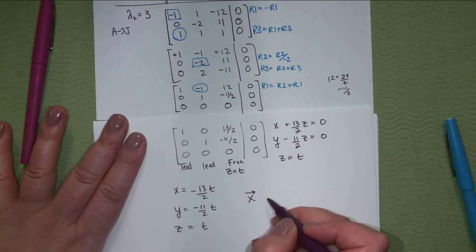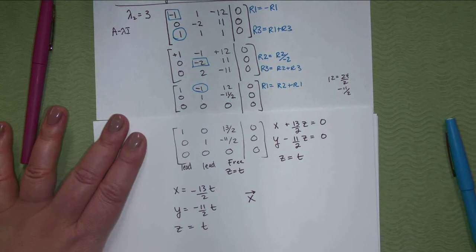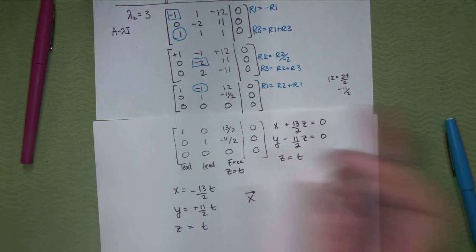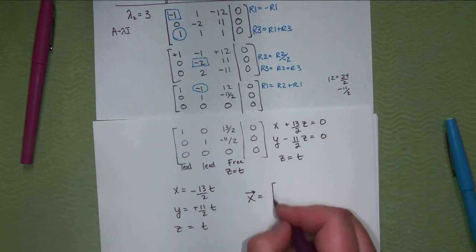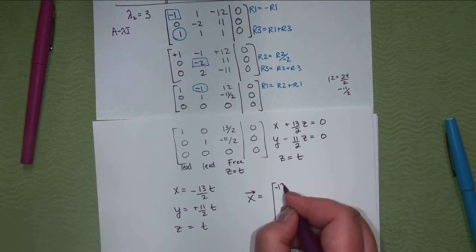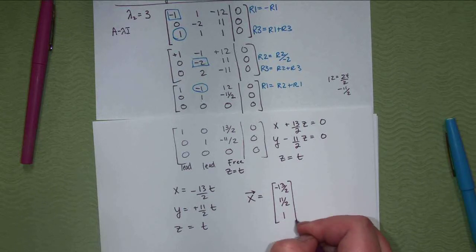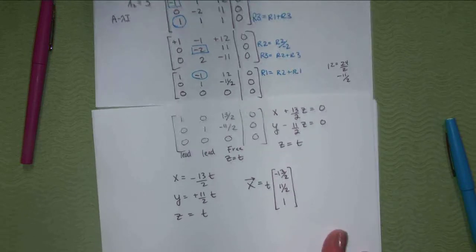Oh, plus 11. Oh, yeah. The 11 was the thing. Yeah, move them to the other side. So, minus 13 over 2, 11 over 2, and 1. Okay. All right.